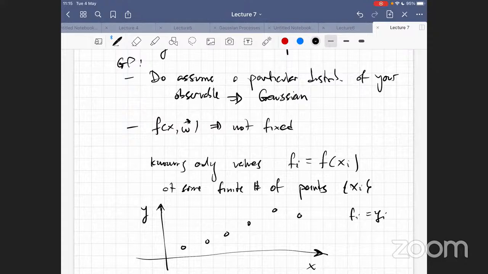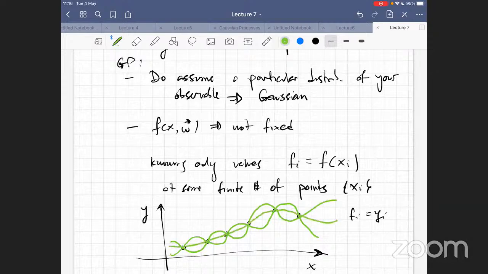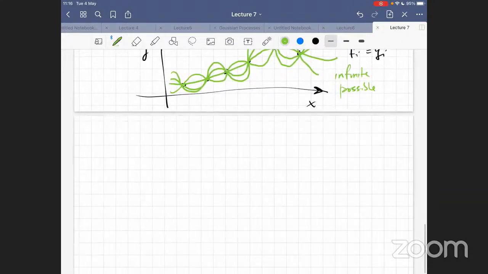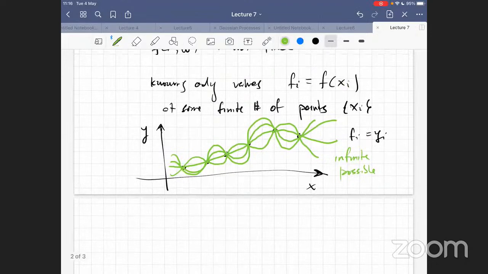But then you see I have how many possibilities? I have an infinite amount of possibilities, because I can have a function which is just like this. I can have a function which is just like this. I can have functions in between, etc. Right? So I have an infinite amount of possibilities here, for the functions that satisfy the requirement of passing through the training points, through the outputs, let's say.